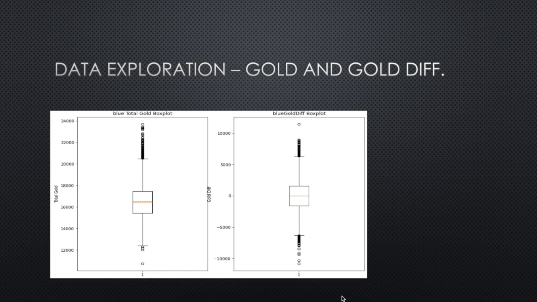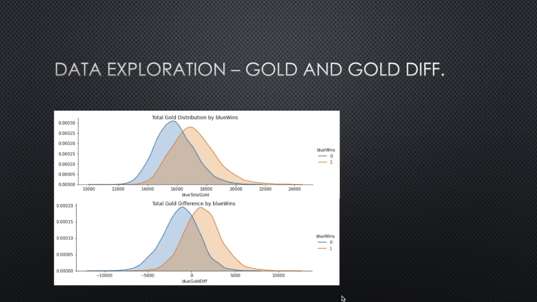Next, we're going to look at the total gold and gold difference. This is a bar plot that shows the distribution of these two variables. Here we plot the distribution of total gold and gold difference by whether the blue team wins or not. We can see that both follow a very healthy normal distribution. In the group where the blue team wins, it has a higher mean.